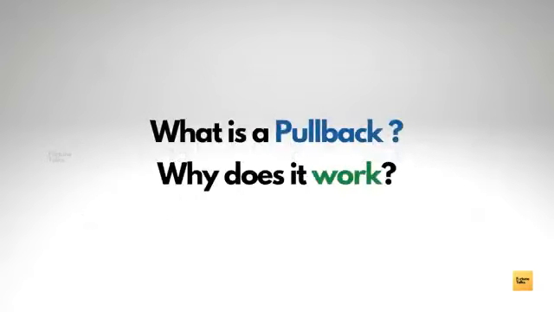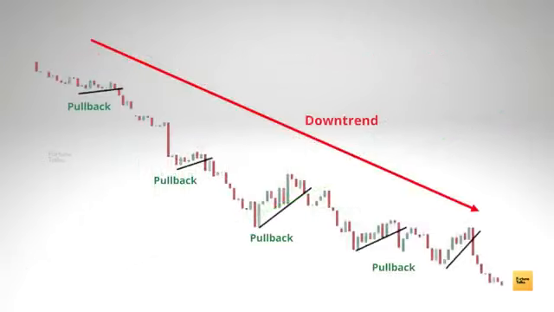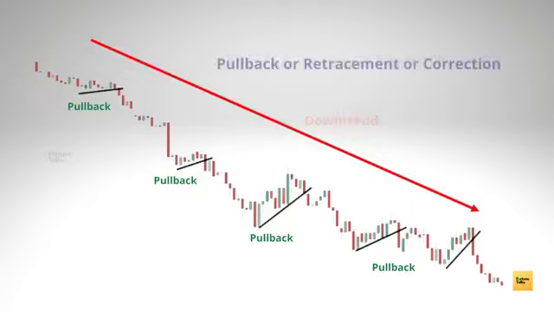What actually is pullback trading and why does it work in the market? A pullback is when the price temporarily moves against the underlying trend in the market. For example, in an uptrend, a pullback would be a move lower, or we can say a corrective move. On the other hand, in a downtrend, a pullback would be a move higher. So in essence, what you are trying to do in pullback trading is to buy the dips in the markets, or the retracements to a critical level, or the corrections in an existing trend.